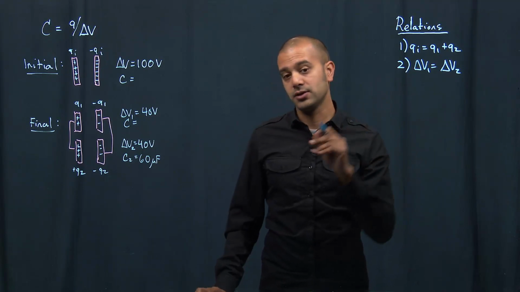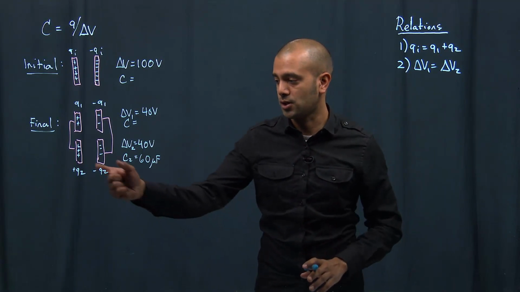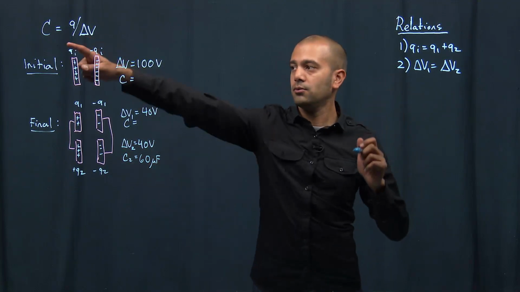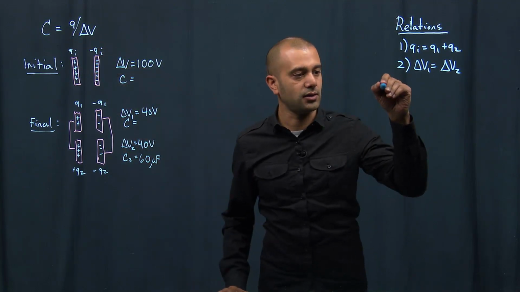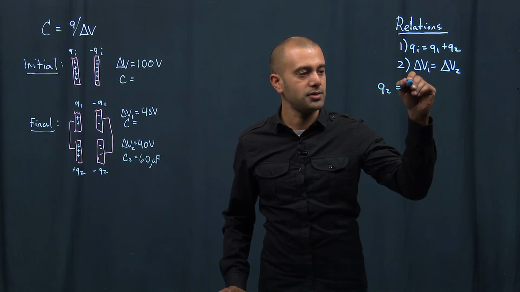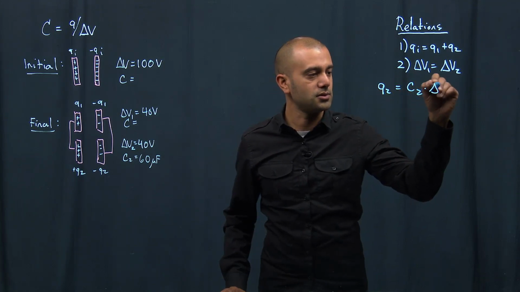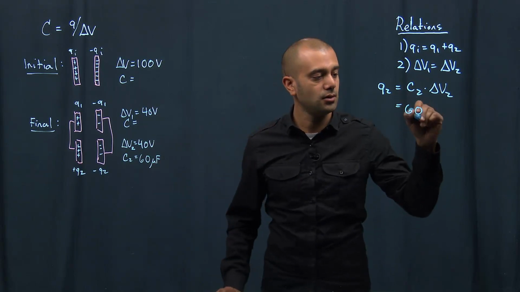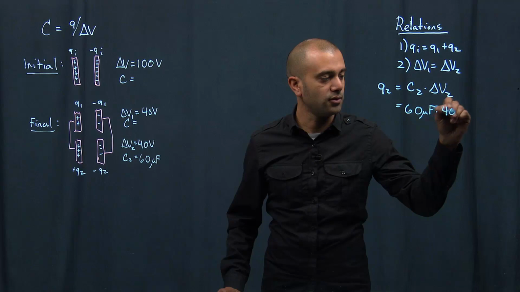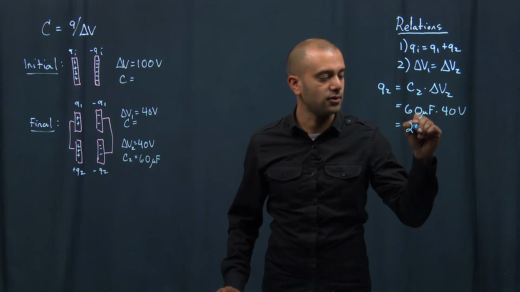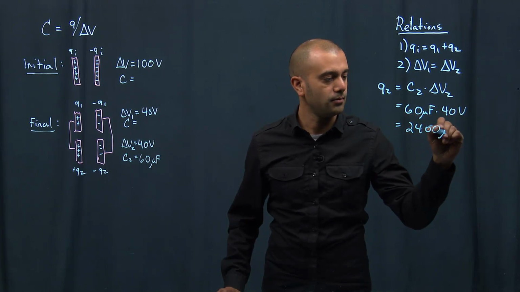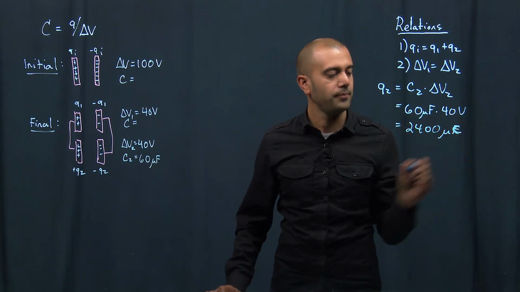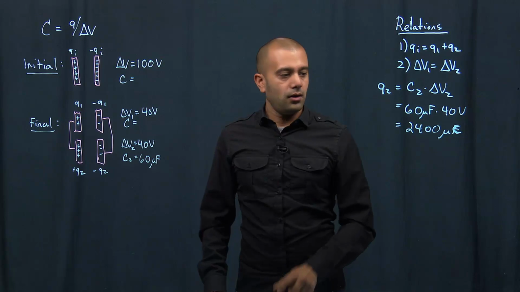The first thing we can solve for immediately is the charge on the bottom capacitor, because we know its potential difference and its capacitance. Rearranging that equation, the charge on the bottom capacitor equals the capacitance times the voltage difference, which is 60 microfarads times 40 volts, which gives us 2400 microcoulombs, sorry. All right, so that one was easy.